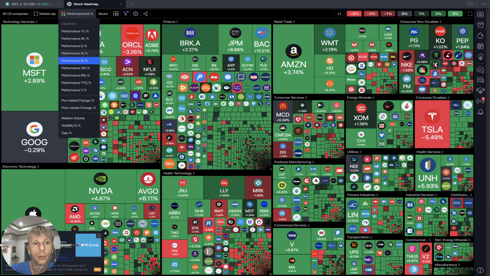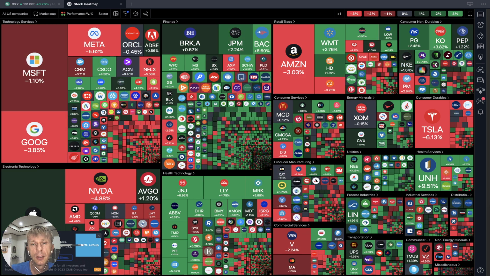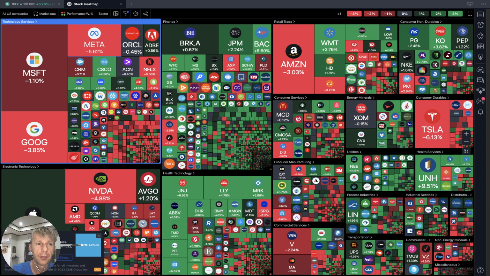Let's move to weekly. Weekly the color changed to red. It looks like the weekly market already changed color from green to red.